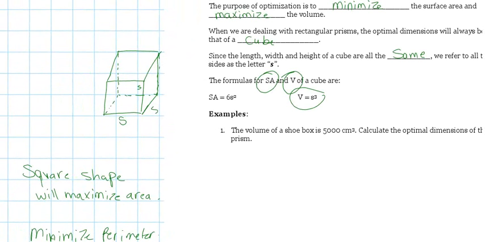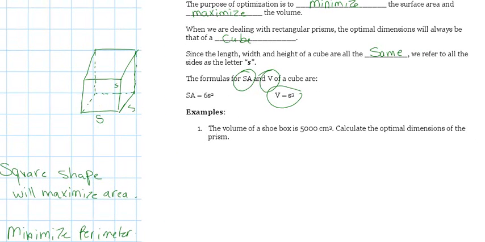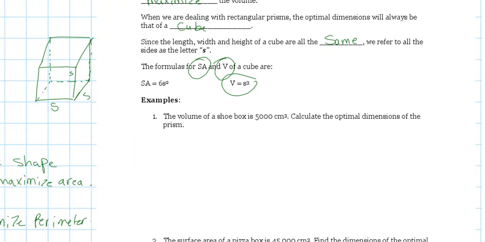Okay? So here's the question. The volume of a shoebox is 5,000 centimeter cubed. Calculate the optimal dimension of the prism. So what is given to you? The volume is given to you. If you want to find your optimal dimensions, what would be an optimal shape? A cube. Now, since the cube is my optimal shape, what is given to me?